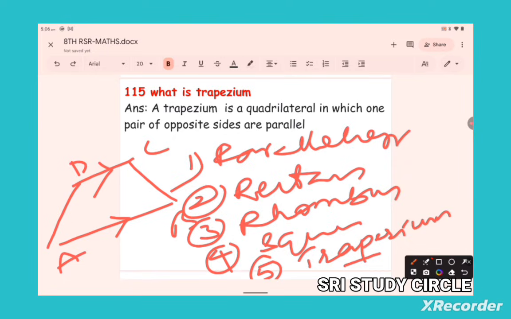Only one pair of opposite sides are parallel here. Trapezium is nothing but a quadrilateral in which only one pair of opposite sides are parallel. This type of quadrilateral is called trapezium.